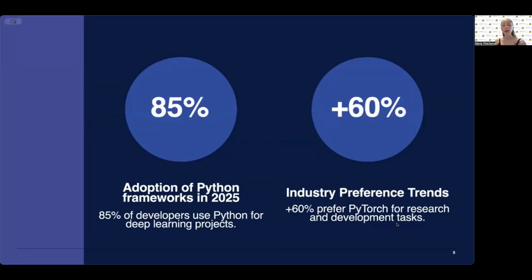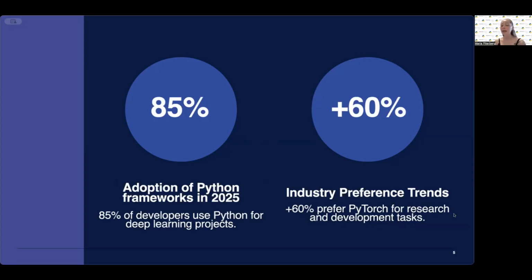Now let's look at what the numbers tell us. As of 2025, about 85% of developers use Python frameworks for their deep learning projects. This is an incredible level of adoption, and it shows how Python truly became the universal language of AI. Even with new languages and tools appearing every year, Python continues to dominate because of its readability, vast ecosystem, and strong community.